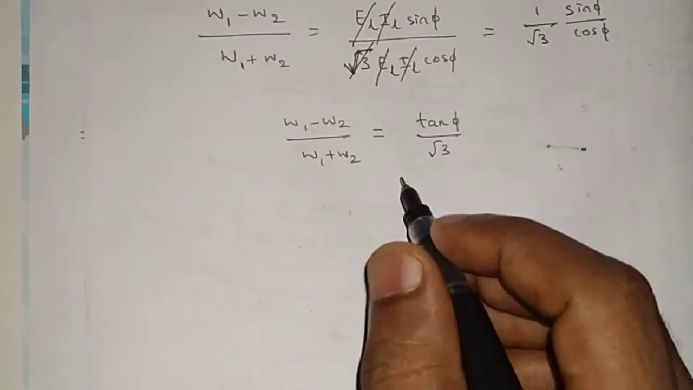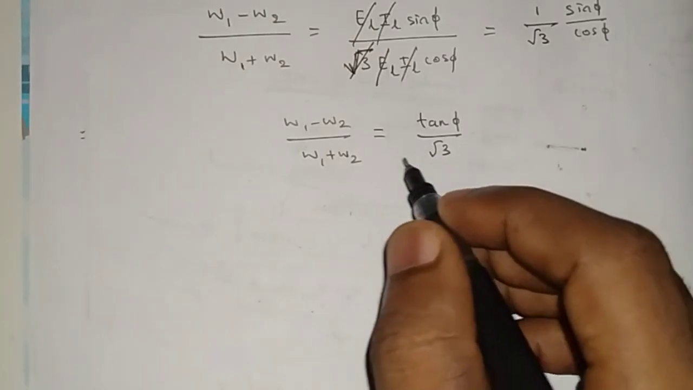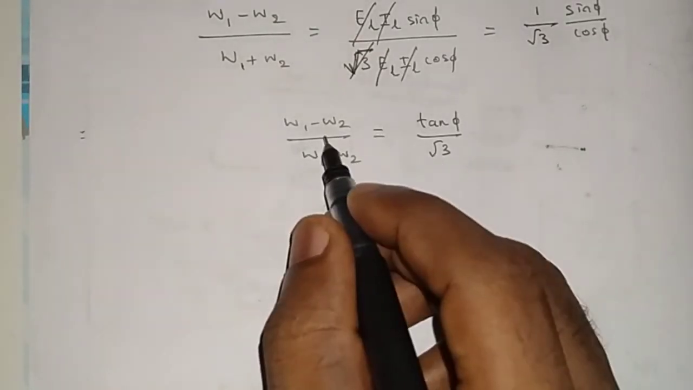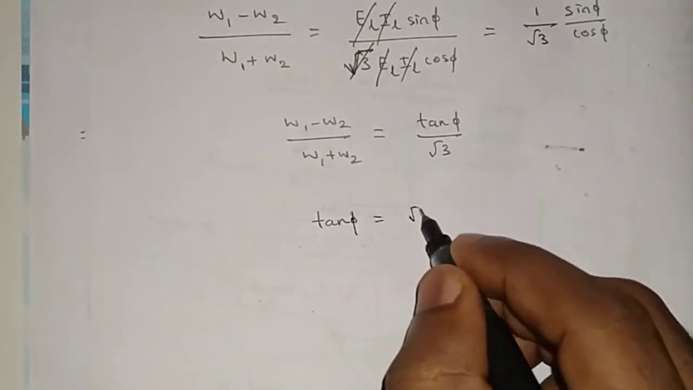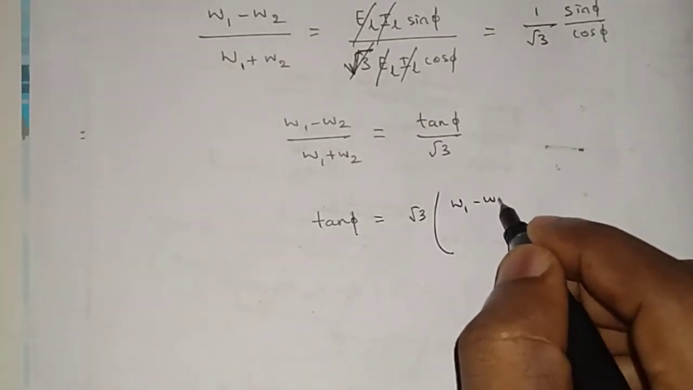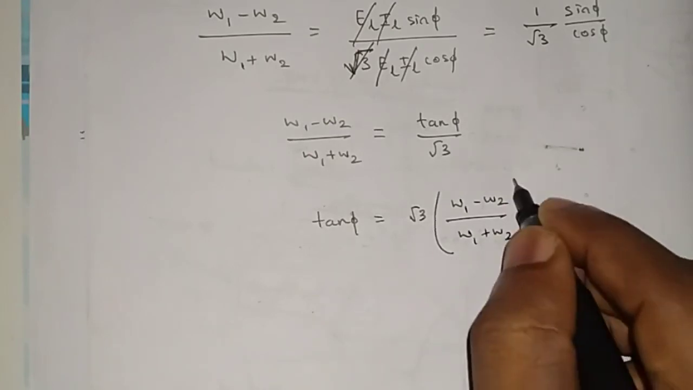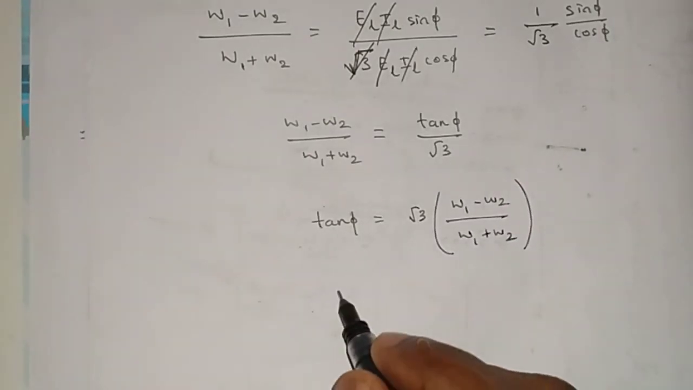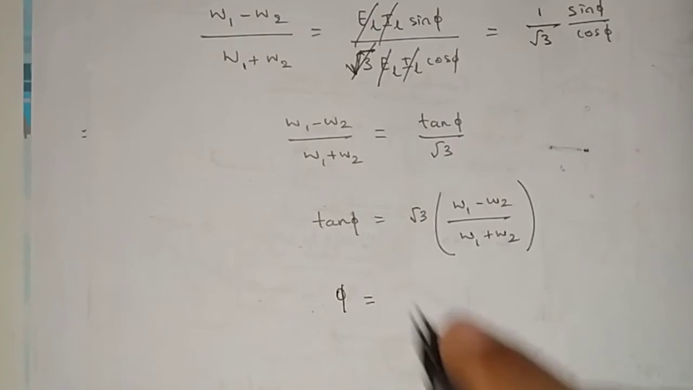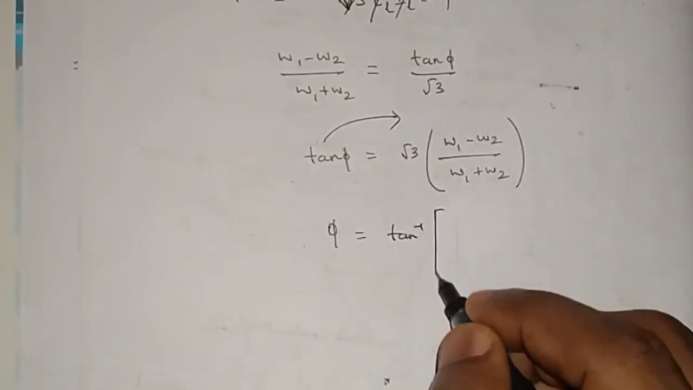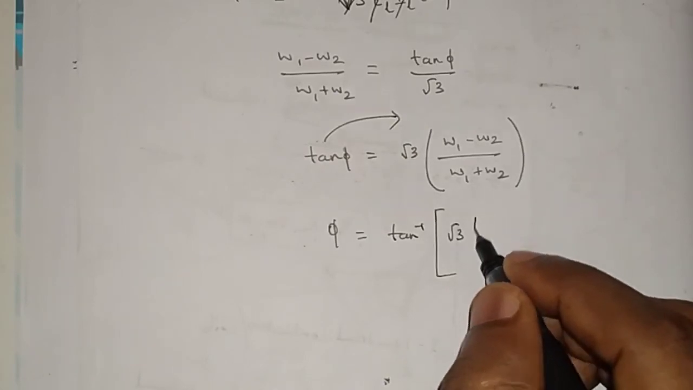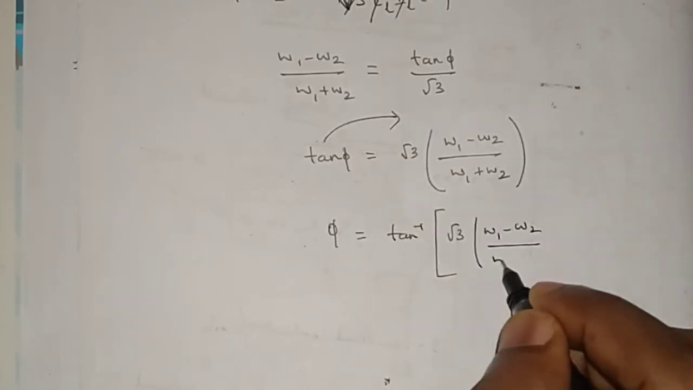So I need to find the formula for phi. For that I am going to simplify this further. Root 3 I will multiply to the left side. So I will get tan phi is equal to root 3 times W1 minus W2 divided by W1 plus W2. Now phi is equal to tan, I will take it to the right side. So you will get tan inverse of root 3 times W1 minus W2 divided by W1 plus W2.